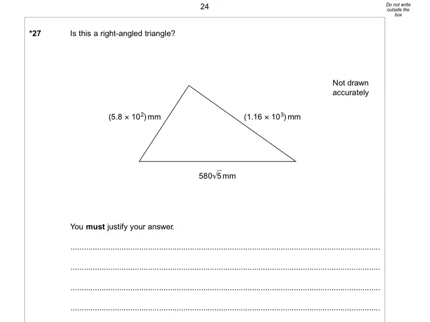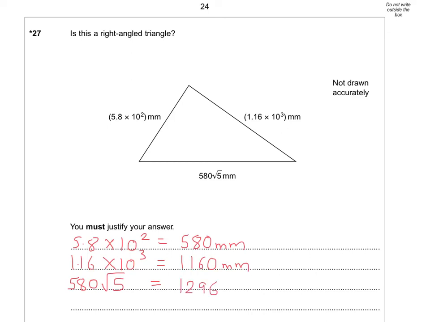Question 27. Is this a right angle triangle? You must justify your answer. So first of all, I'm going to work out what these side lengths are. So 5.8 multiplied by 10 squared is 580 millimetres. 1.16 times 10 to the power 3 is 1,160 millimetres. And 580 root 5 is 1,296.91 dot dot dot millimetres.